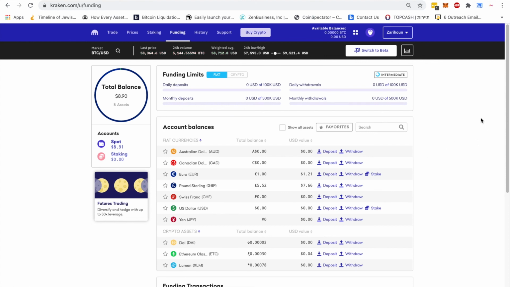So in this case, we covered the margin, the futures, and also the spot trading, which is literally where you buy without leverage.